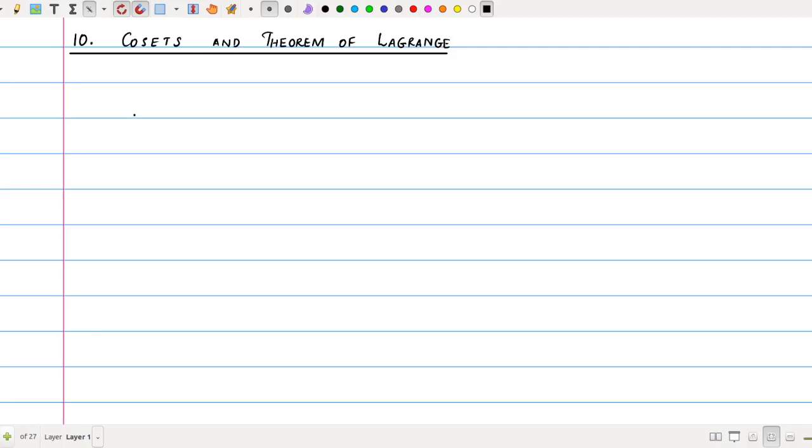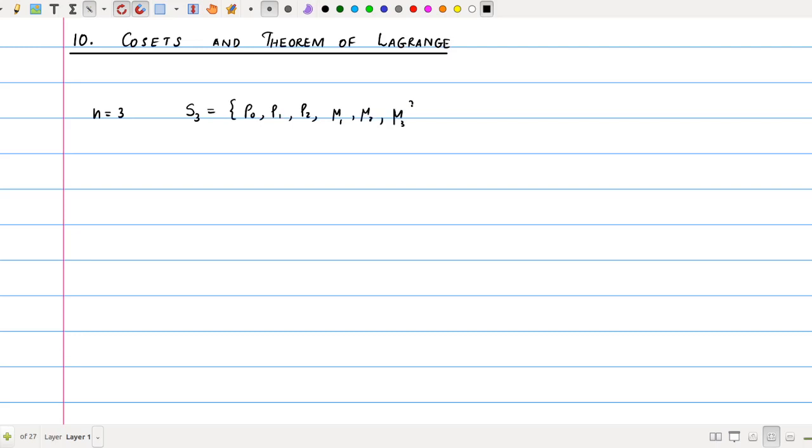Hi all. In the last class we completed section 9 by introducing the interesting subgroup A_n, the alternating group of the symmetric group S_n. For example, we consider n equal to 3. We know that S3 contains 6 elements, say rho naught, rho 1, rho 2, mu1, mu2, mu3.